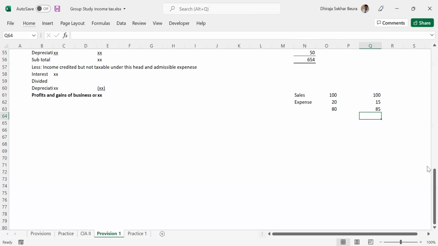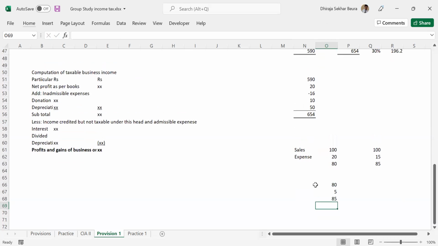Now let's simplify it. Let's simplify by taking into consideration the income instead of doing the whole calculation altogether. Again, let's start from the income. Income is how much? 80. How much of expense is disallowed? 5. You will add it, not deduct it. Make sense? That becomes 85. Max, does that clear your question? Yeah, got it, Dheeraj. Awesome.